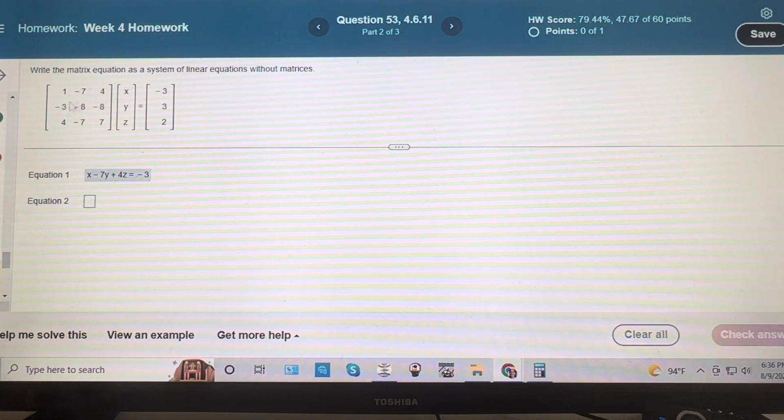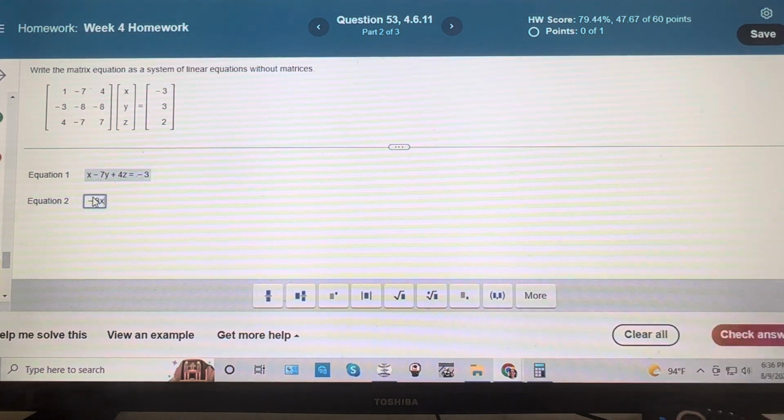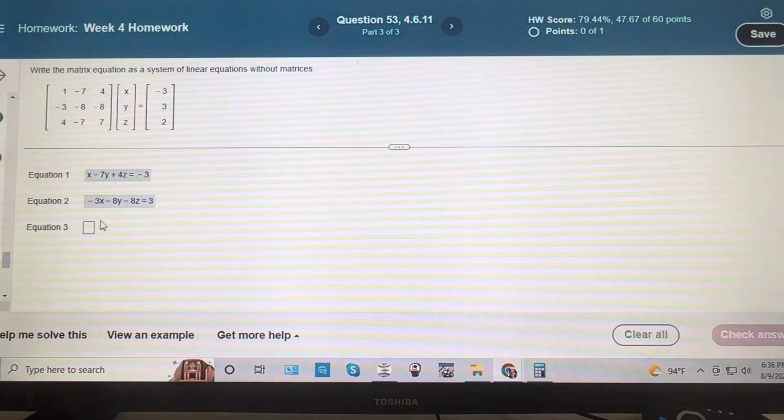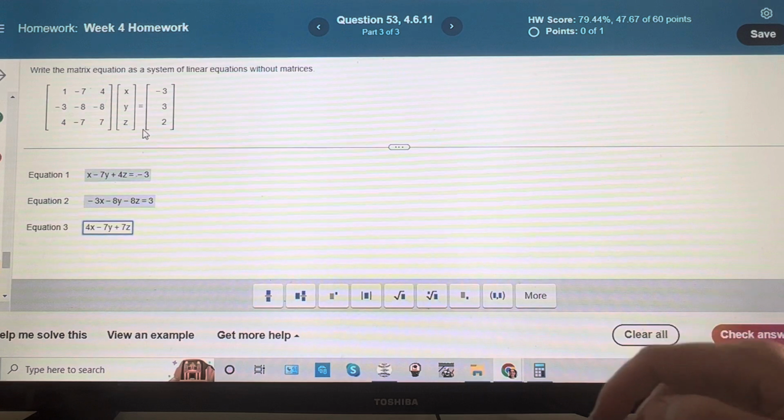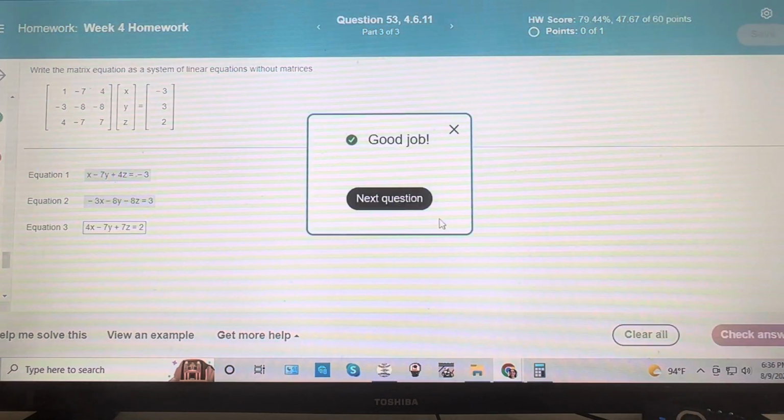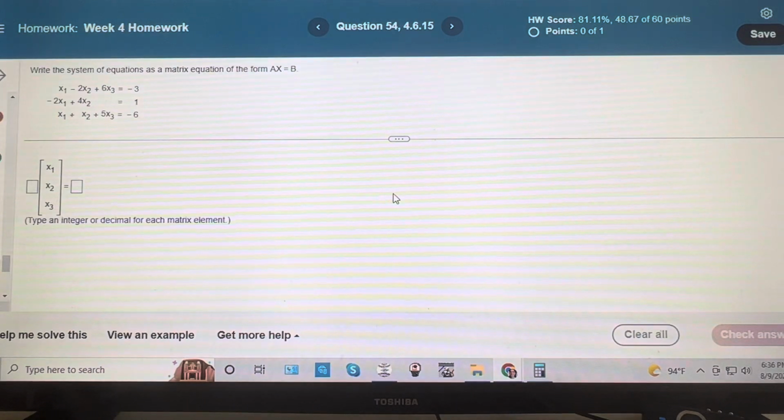So the second equation is doing row 2 with the only column, -3 times x, and then plus -8y, or just minus 8y, and plus -8z. That has to equal the middle answer of 3. And finally, 4x minus 7y plus 7z has to equal the 2. So those, you're not even solving anything, you're just writing it.